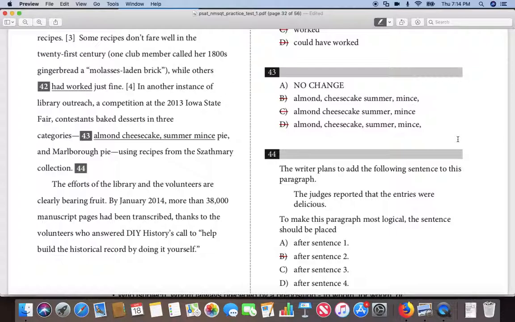Okay, try after sentence four. In another instance of library outreach, a competition at the 2013 Iowa State Fair, contestants baked desserts in three categories: almond cheesecake, summer mince pie, and Marlboro pie, using recipes from the South Mary collection. The judges reported that the entries were delicious. Okay, yeah, that actually sounds the best. One is bad. It's real bad. It is D.